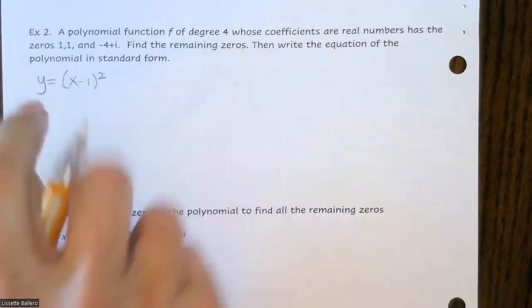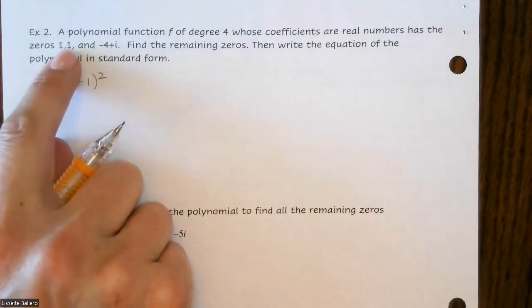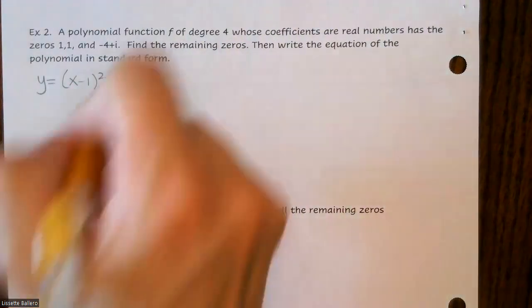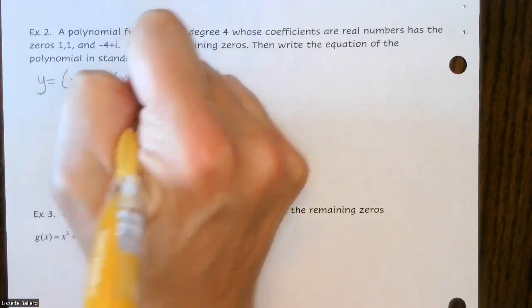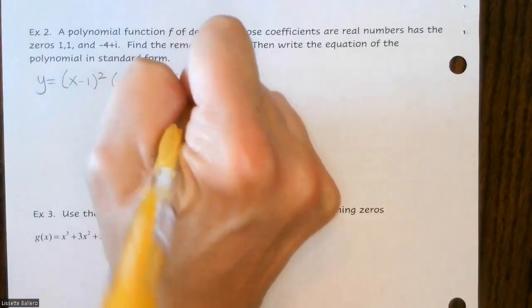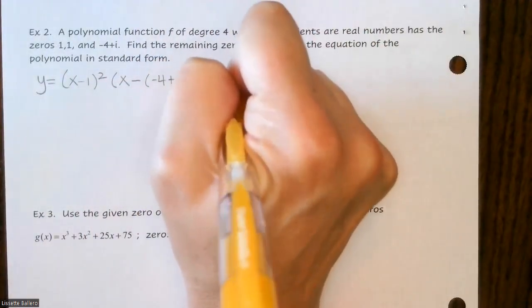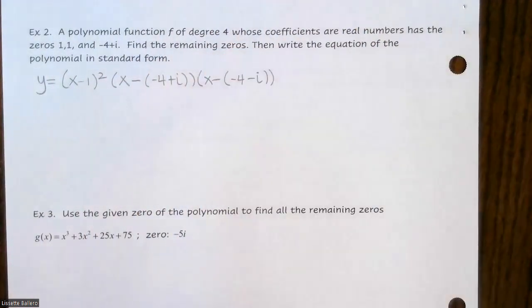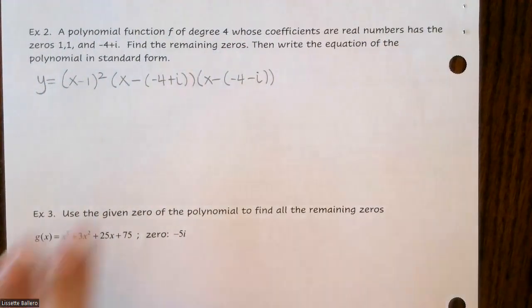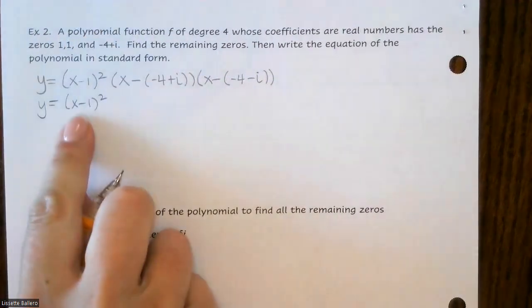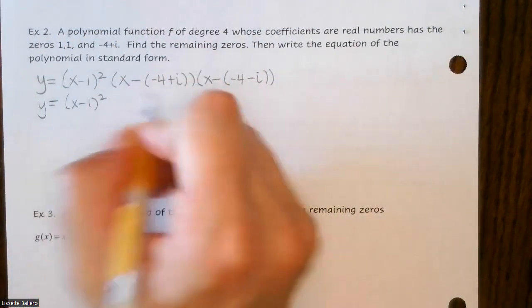So x minus 1 squared, because both of those are a zero, 1. So x minus my root, and there's 2 of them. Then I would get x minus negative 4 plus i. And we said if there's a negative 4 plus i, there has to be a negative 4 minus i as well. The one I'm going to show you how to multiply is this, because that's the one that you really haven't worked with. So let's do that. I know you guys can FOIL that on your own. So we're going to work with this one.